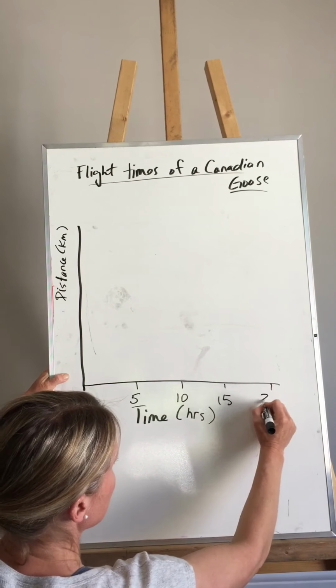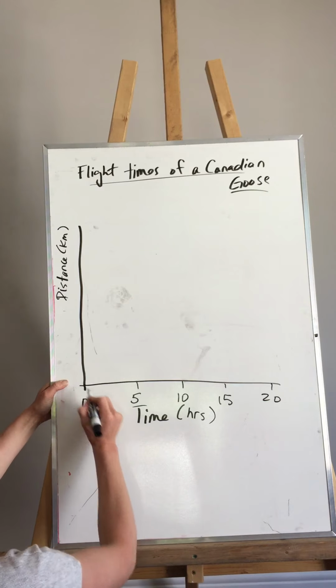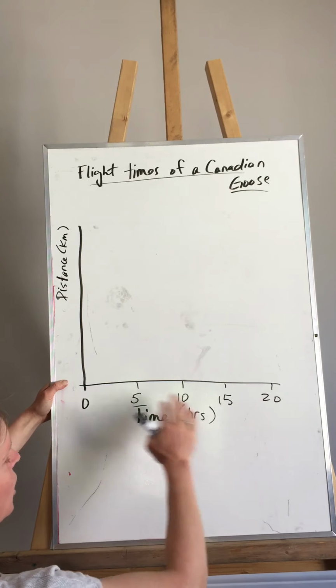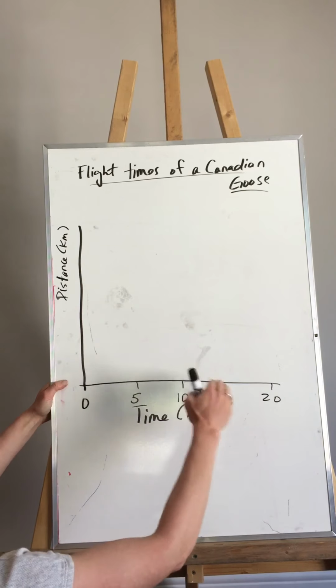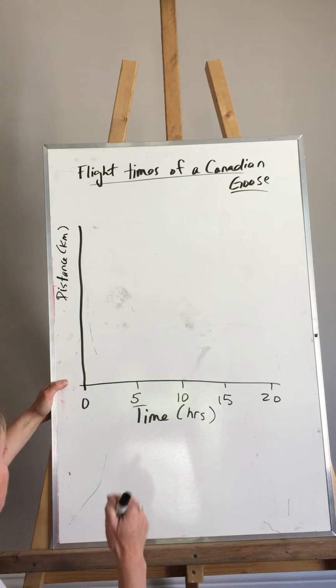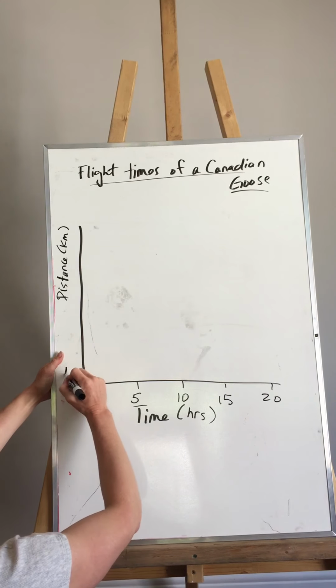15, 20. Okay, and my distance, okay, so as long as I'm continuing with a set scale for each axis, the scales don't need to be the same, but here I couldn't go up by 5s and then say skip and go up by 10. Okay, just a quick review there. Okay, so here we're going to go up by hundreds.